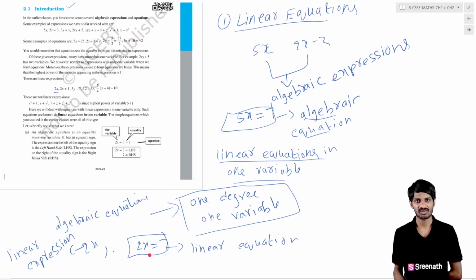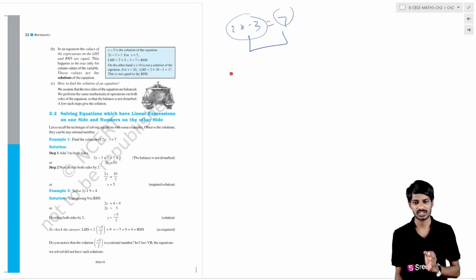So what is a linear equation? A linear expression on one side, the equal to symbol, and constants or numbers on the right hand side, then we call it a linear equation. And that linear equation must have 1 degree and 1 variable only. So whenever you equate linear expressions with some values, some constants, then we call it a linear equation. Finally, I think you have understood linear equations in one variable.